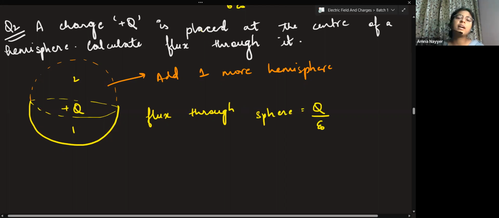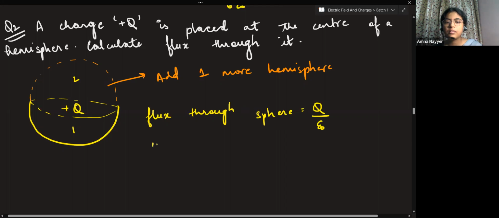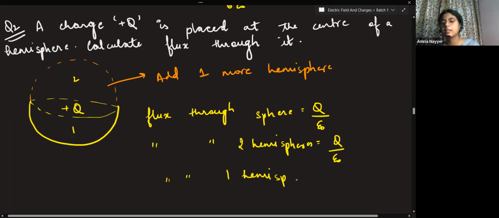So all of you who have answered q by epsilon naught, you have answered it for the complete sphere. Now it asked you to calculate it for the hemisphere. Flux through a single sphere is q by epsilon naught, which means flux through two hemispheres is q by epsilon naught, because two hemispheres make up your single sphere. So flux through a single hemisphere will be q divided by 2 epsilon naught. Just note down this.